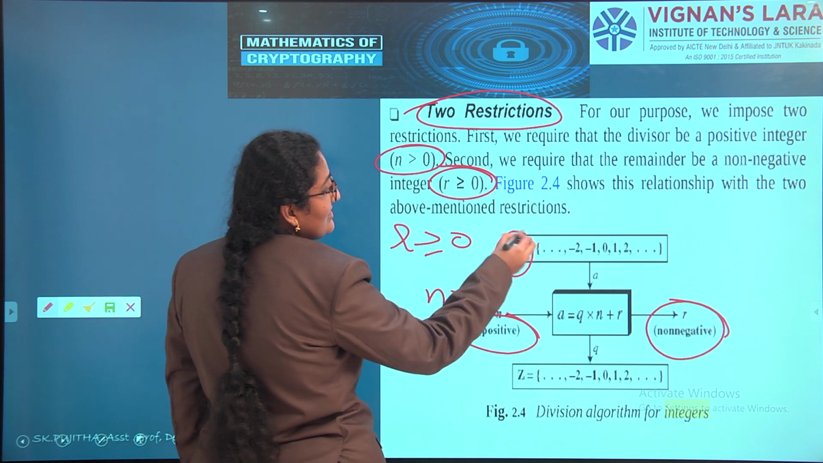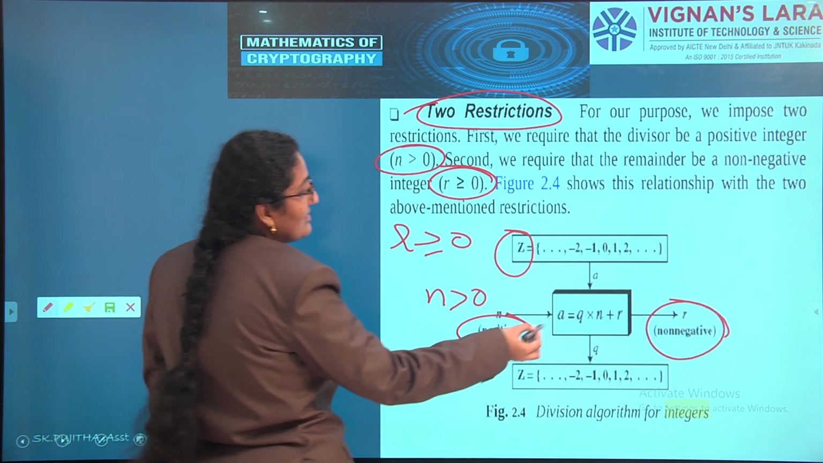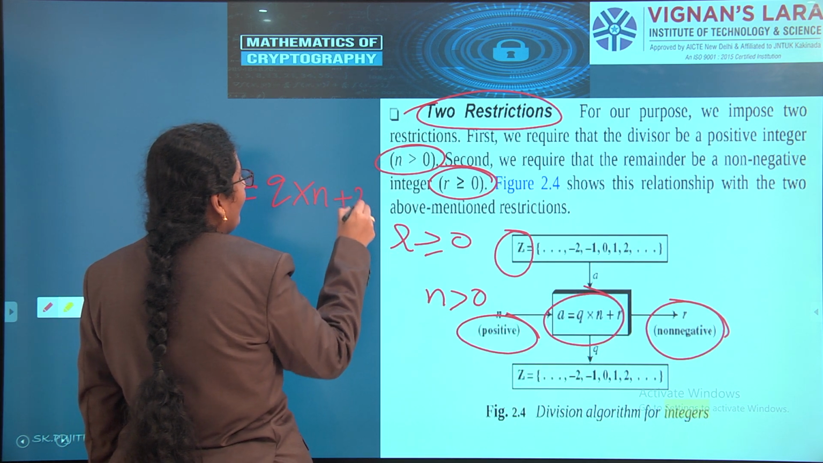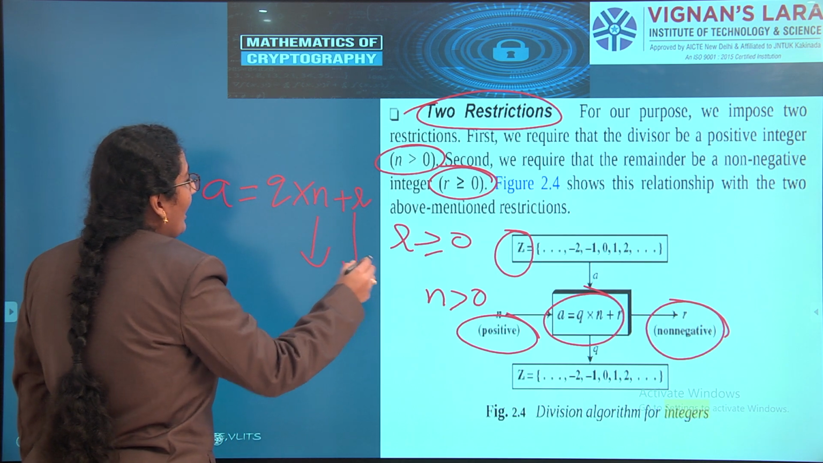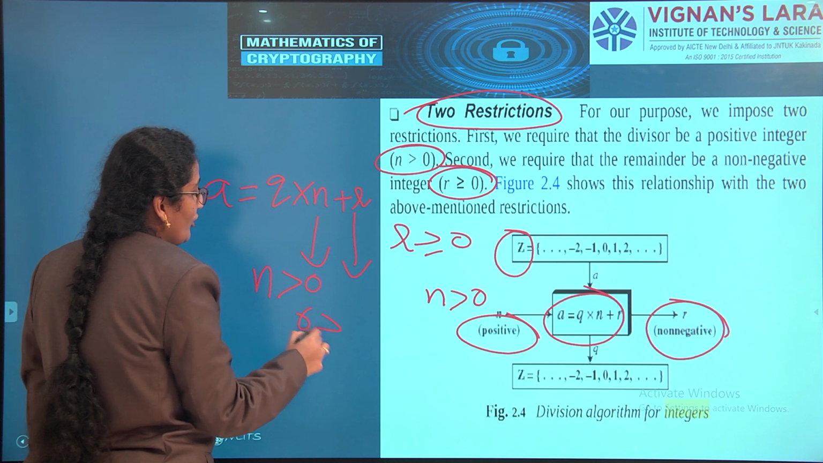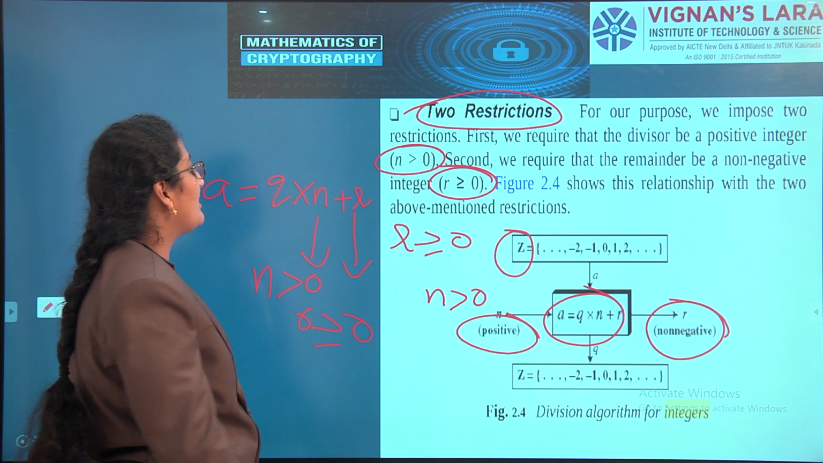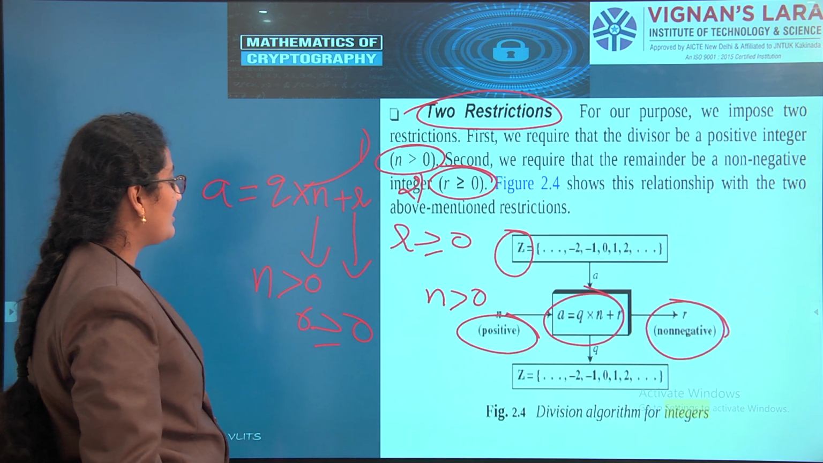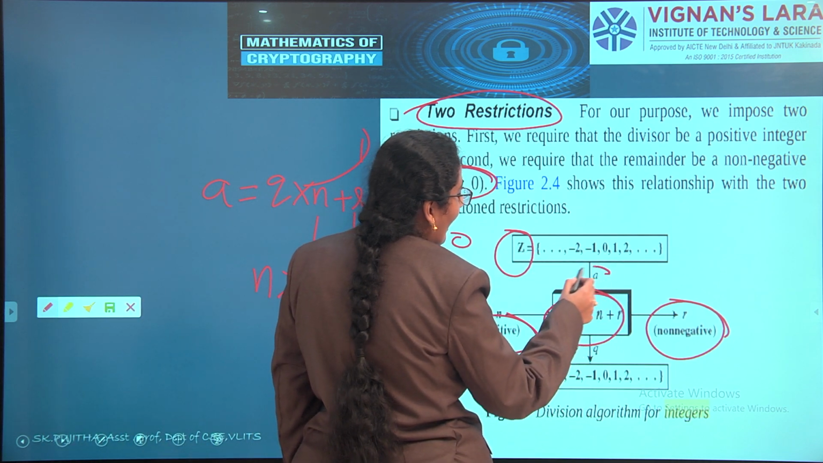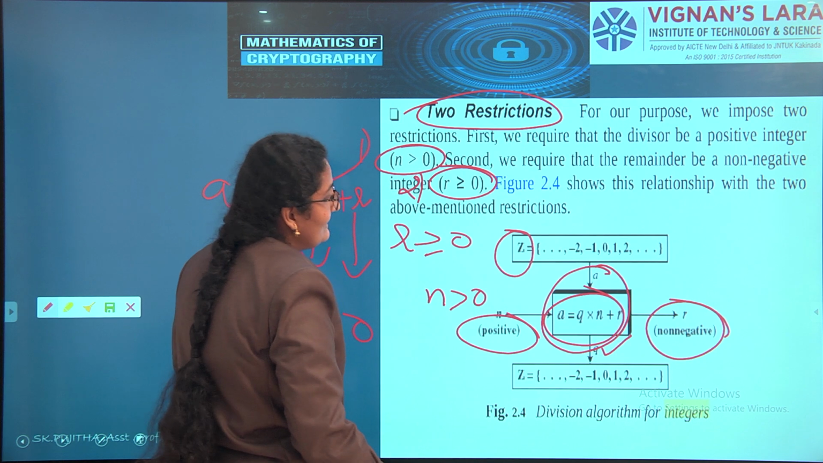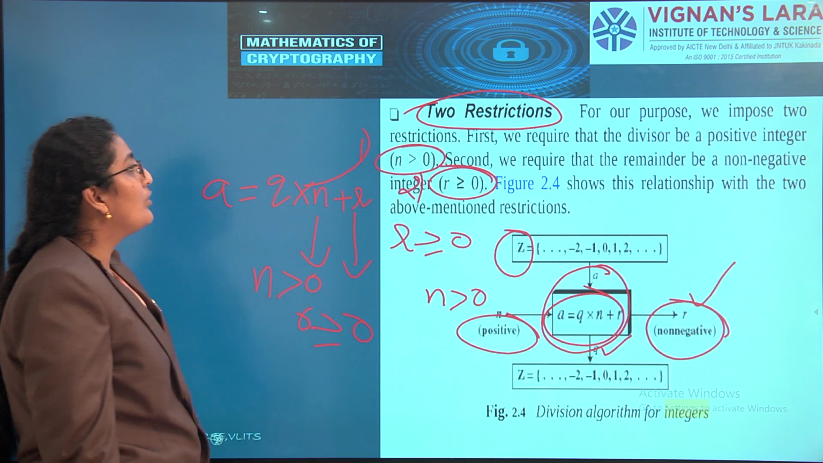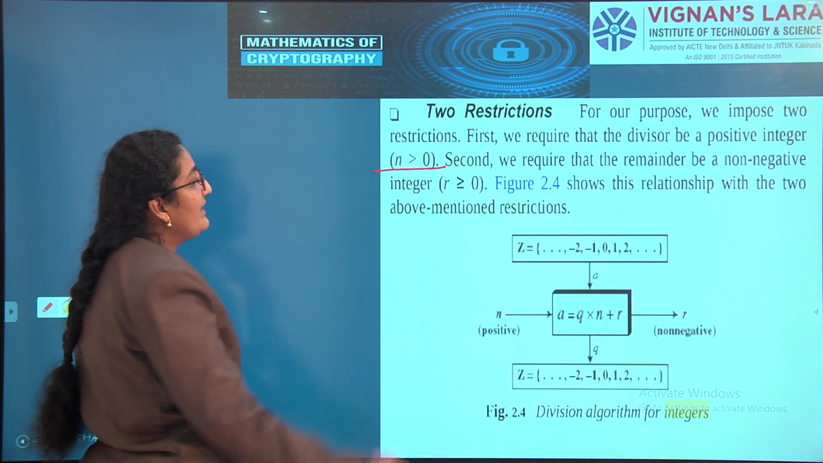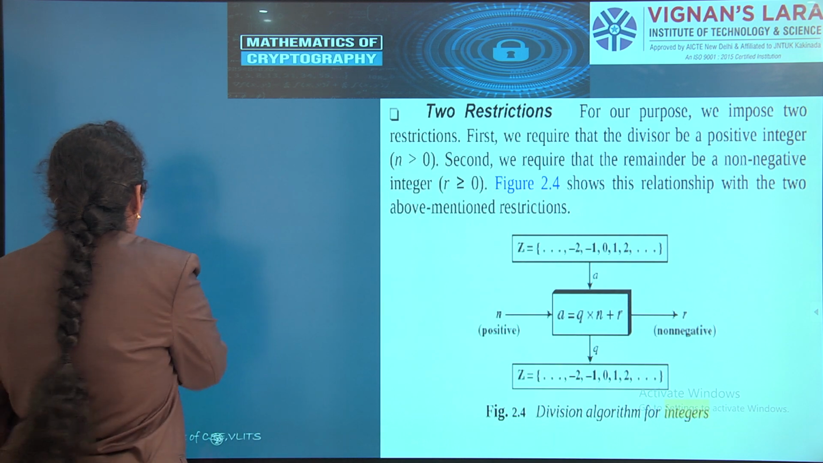Integers are represented with Z. We are taking integers and performing the division rule on them. The division rule is a equal to q into n plus r. Here we have some restrictions on n and r. n should be greater than 0, r should be greater than or equal to 0. These are the two restrictions. When we take integers and perform the division rule, we get a quotient and a remainder.